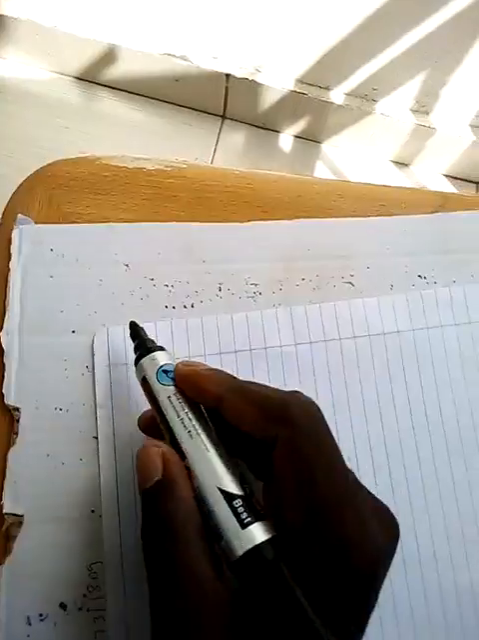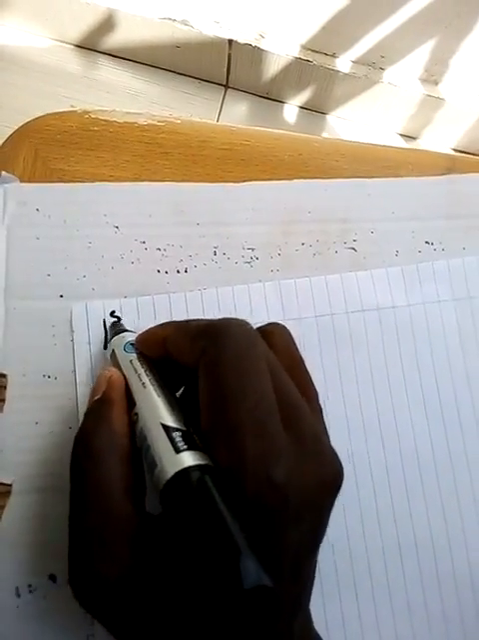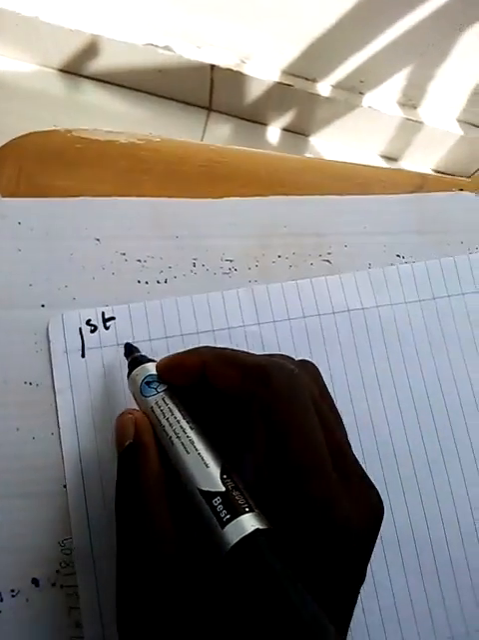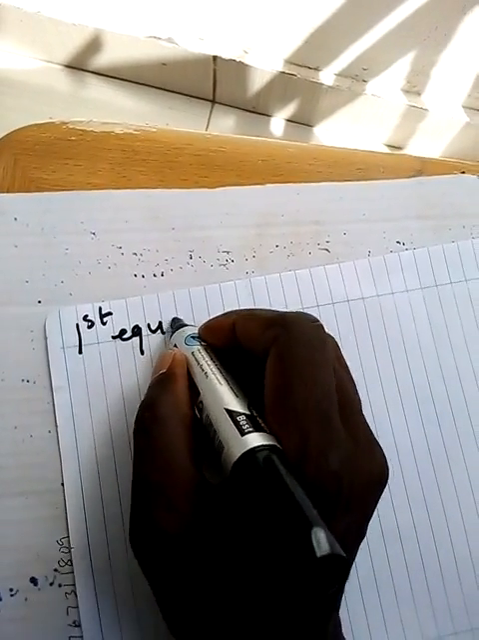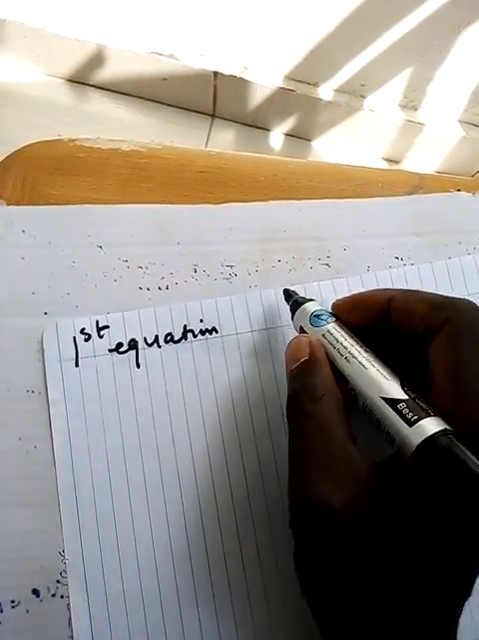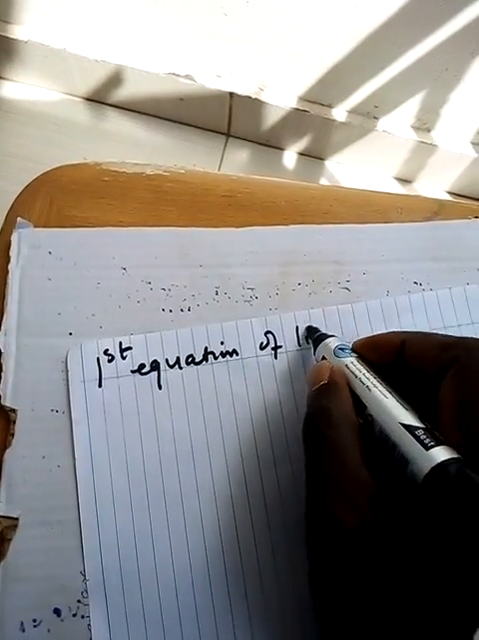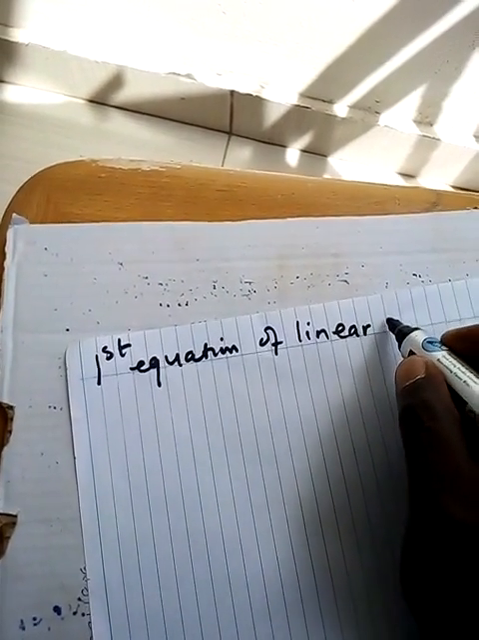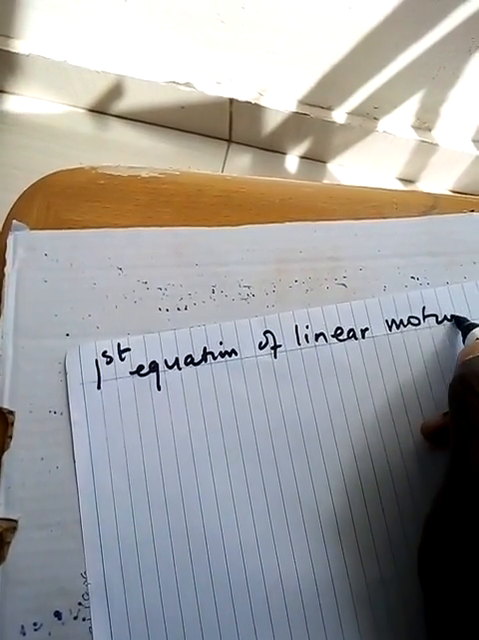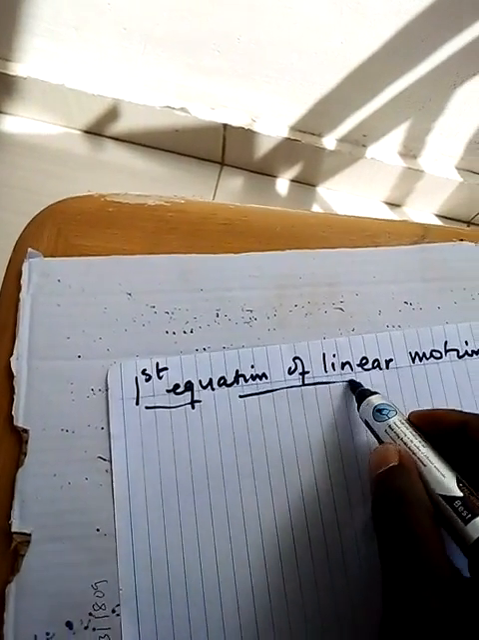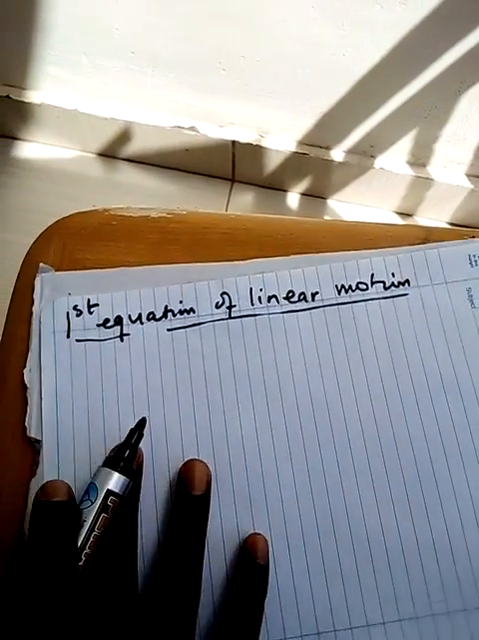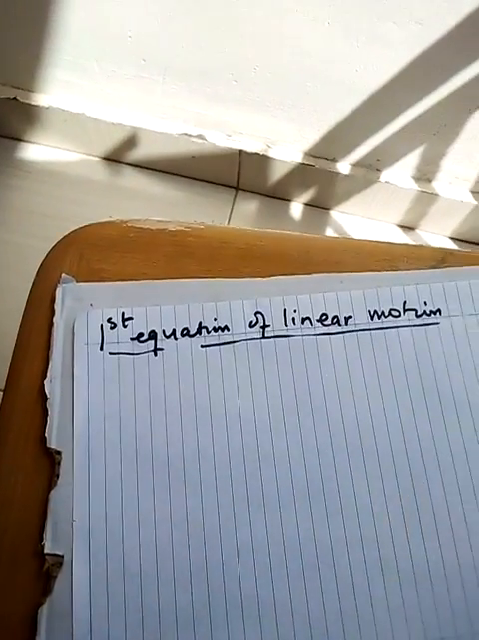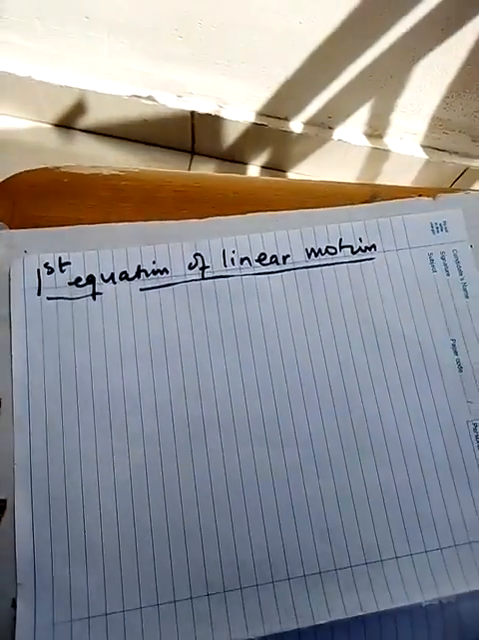Now, this helps us to derive the first equation of linear motion. How do we come up with it? Let's check it properly. The first equation comes from the definition of acceleration.